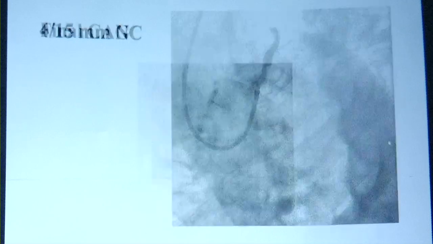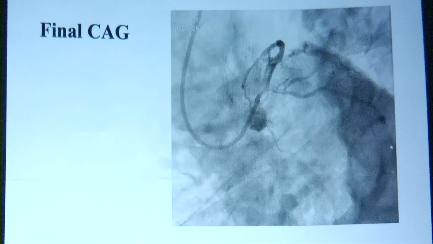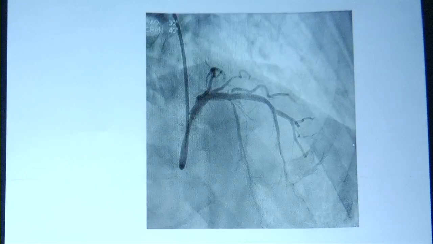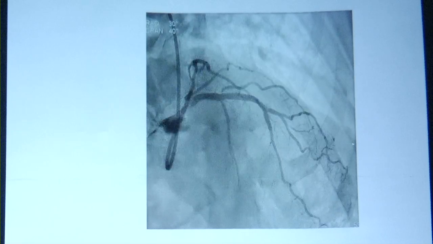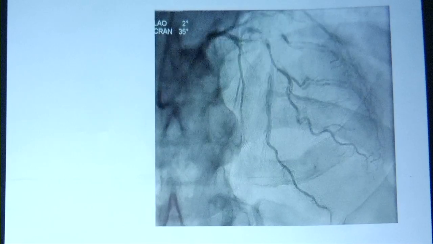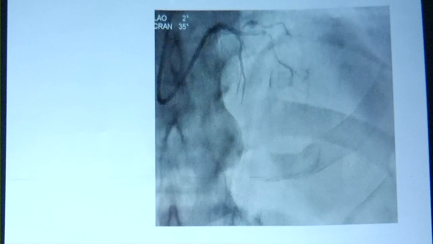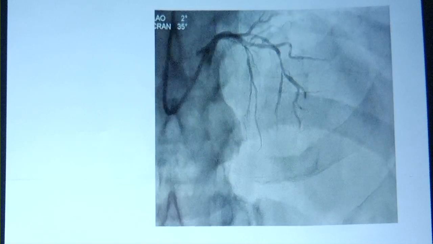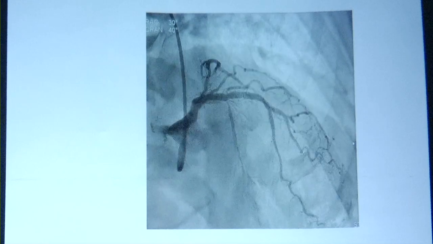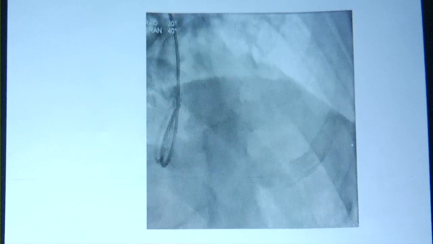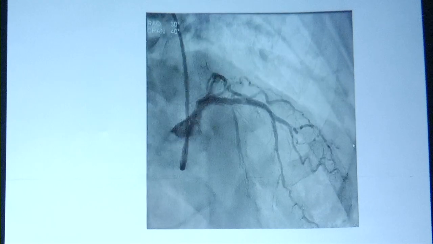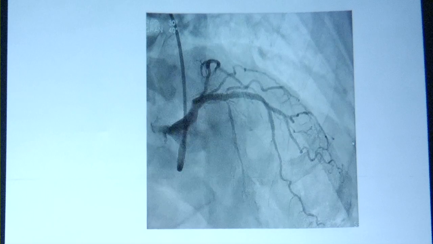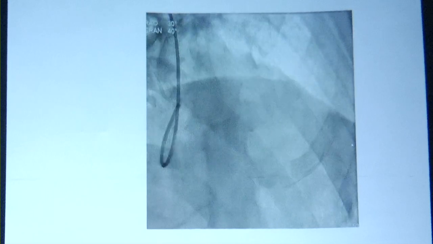And this is how it looked at the end. Final coronary angiogram. If I show you the pre-procedural angiogram, you would have never imagined that this vessel is capable of achieving that size. But this is what it wants to look like at the end of your intervention. And so this shows the power of imaging on achieving what nature intends to achieve.